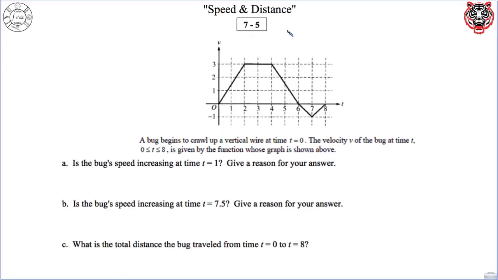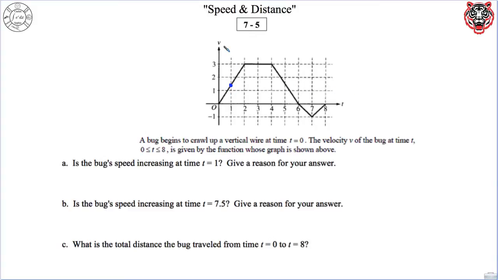This is AP Calculus Worksheet 7-5 Solutions. So we have a bug traveling on a vertical wire, so up and down, and it's asking, is the bug's speed increasing at time equals 1? Well, at time equals 1, it's at right about there. So we need to analyze this graph.